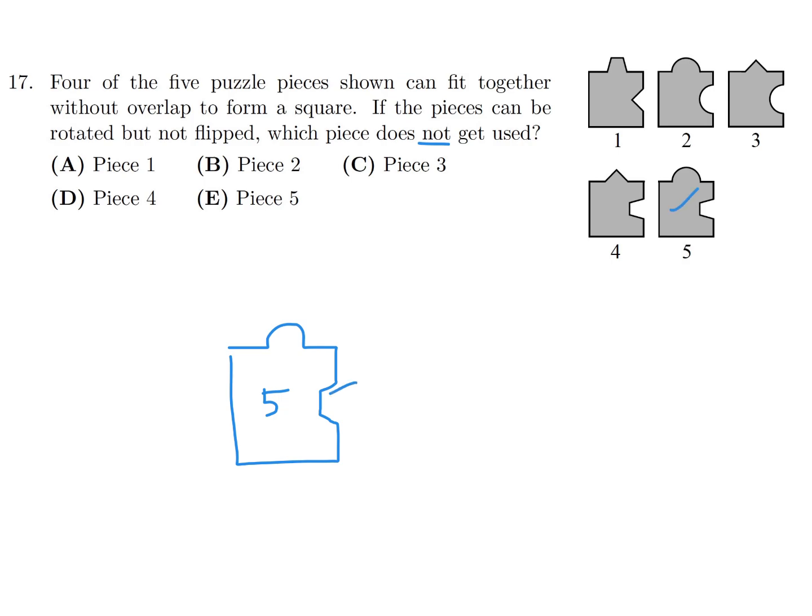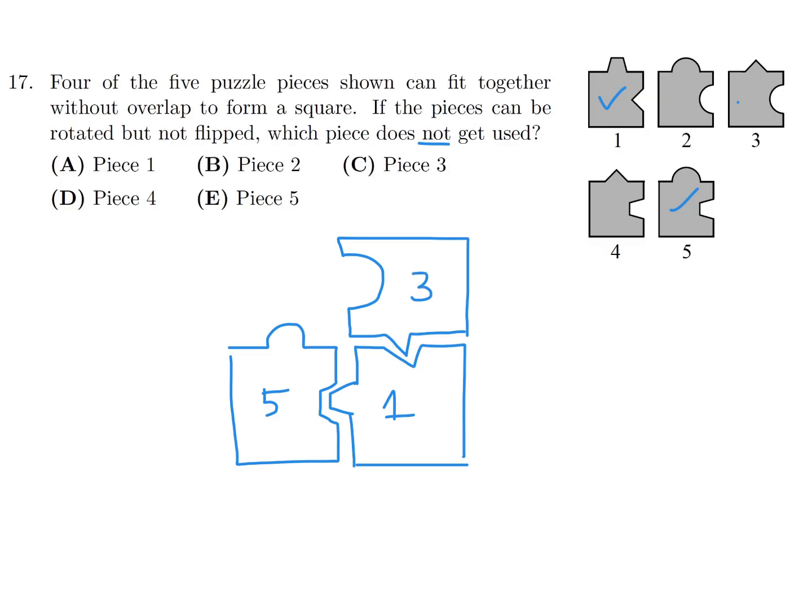Let's see, we've got to fit something in here. So this is 1. So we've got this one. Okay, then we've got to put in the triangle. So this piece is this guy, 3. And then I believe I can put, sorry for my terrible drawing, but that's 2. So there you go, I just made it all fit. So therefore the one that did not get used was piece 4.